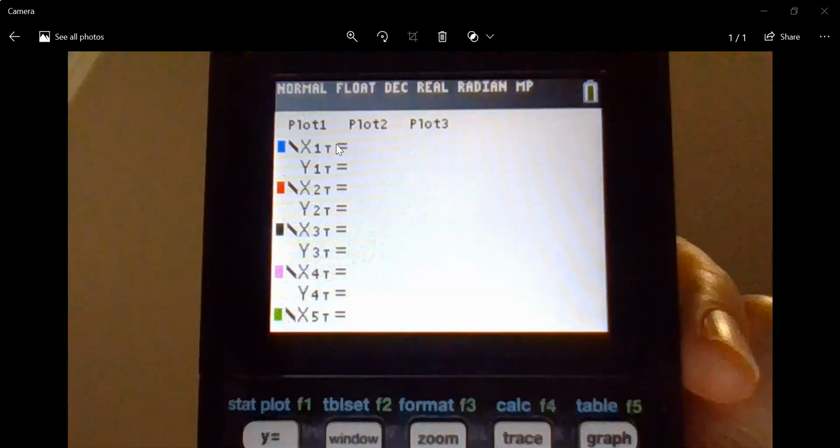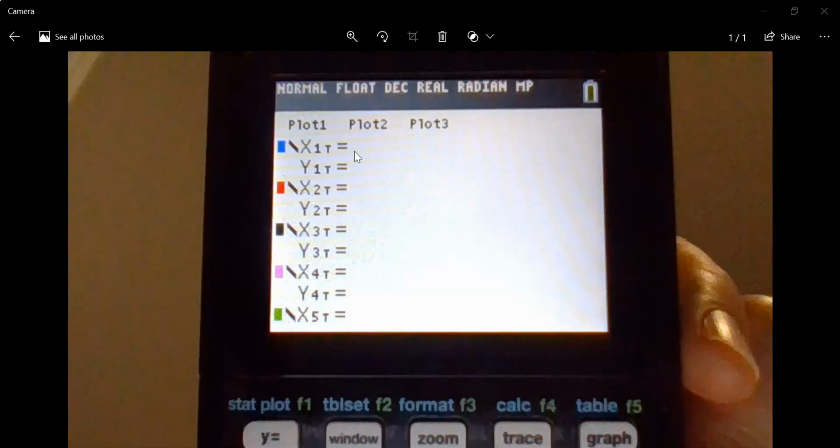Now, some calculators don't have this, some do, that's fine. But you have x and y, and notice there's one slash with an x and a y. So all you have to do is type in the equation you want. Now, I'm going to type in the equation that we had, t squared minus 4, and then t divided by 2 for the y.